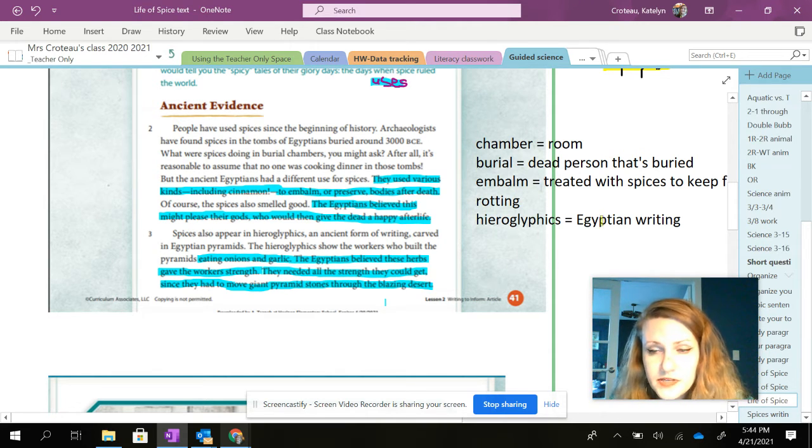And then hieroglyphics, I know Mrs. Yamamoto showed you those, are like a form of ancient Egyptian writing. I haven't heard anything about trade or business yet, though. Just more about how they were used. So the Egyptians believed this might please their gods, who would then give the dead a happy afterlife. Spices also appear in hieroglyphics. That's that word here, right? An ancient form of writing carved into Egyptian pyramids.